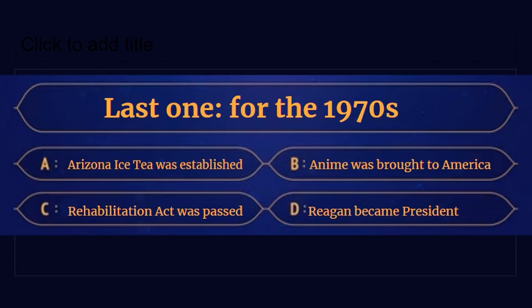What happened was most notable in the 1970s? A, Arizona iced tea was established. B, anime was brought to America. C, the Rehabilitation Act was passed. Or D, Reagan became president.